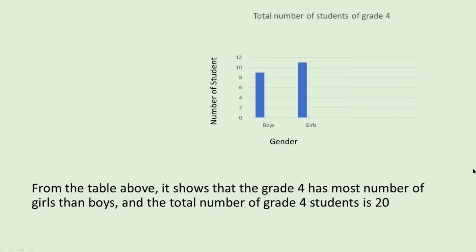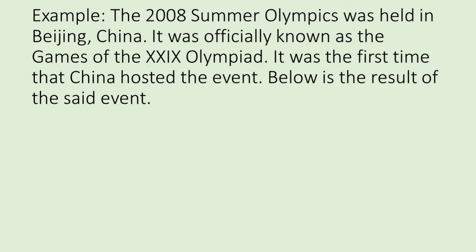So, i-explain lang natin yung table natin and the bar chart. So, kung makikita natin, 'di ba, mas mataas yung bar ng girls natin kaysa sa boys. So, ibig sabihin, grade 4 has most number of girls than boys. Next natin is the example number 2.